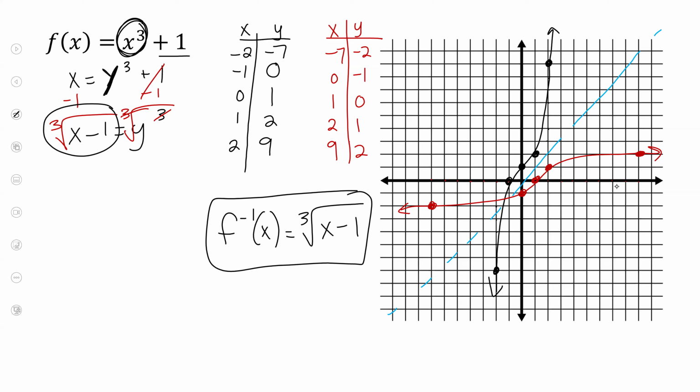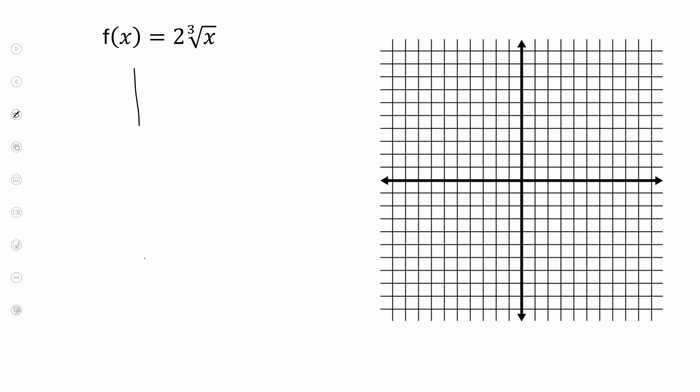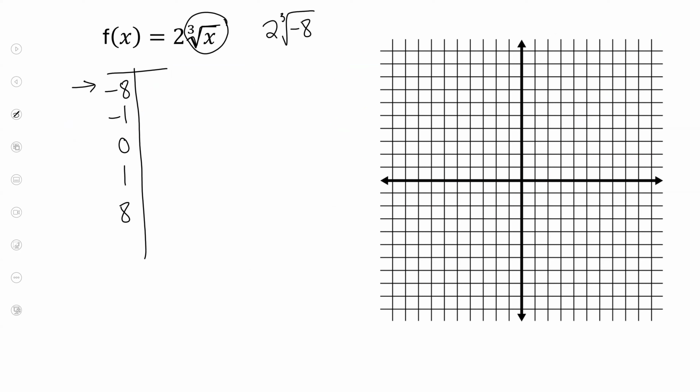Okay, so how to start this problem? Whenever you have a cubed root, numbers that you would like to get under the root symbol is a -8, a -1, a 0, a 1, and an 8. If I plug in my first x value, -8, what is the cubed root of -8? -2. So this becomes 2 times -2, which is -4.